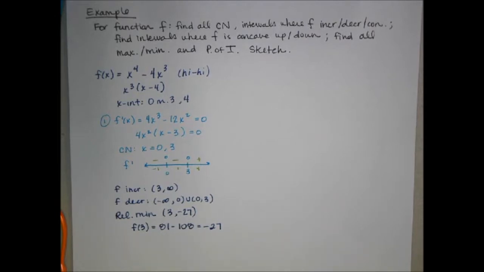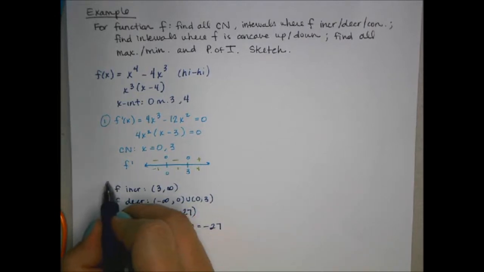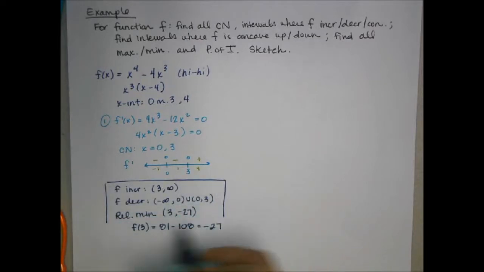So increasing, decreasing, a relative minimum, never constant, no relative maximums. Something is happening at 0, but it wasn't a min or a max. So let's move on to our second derivative test.